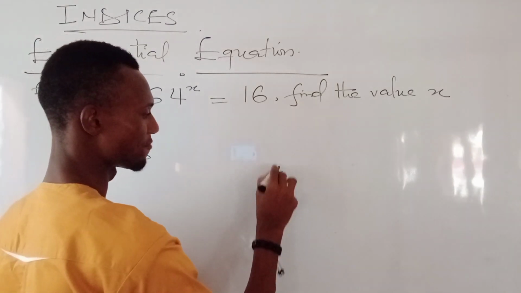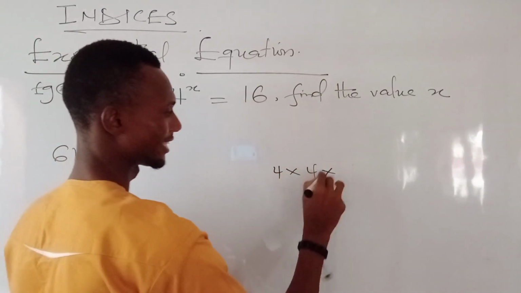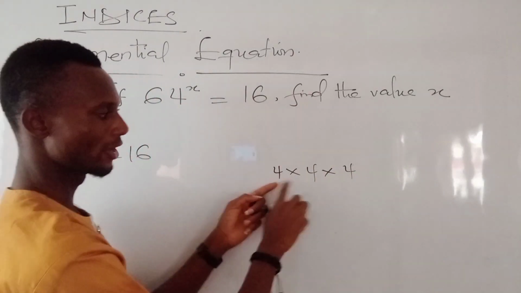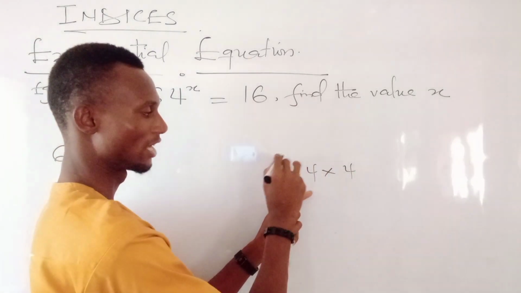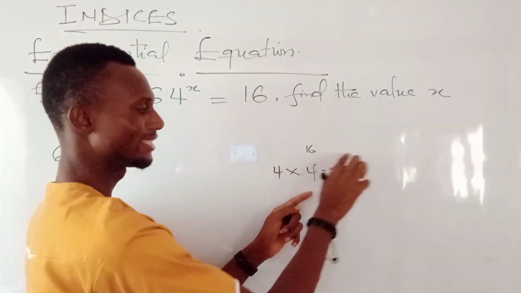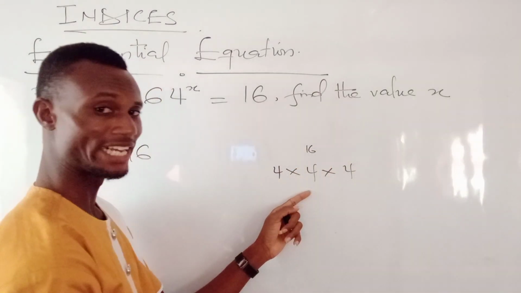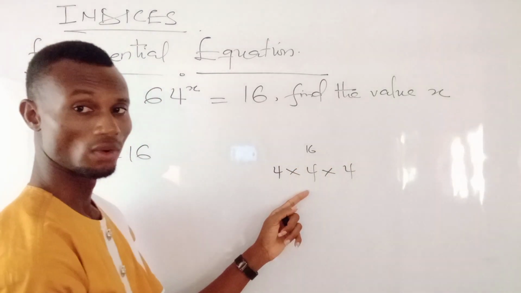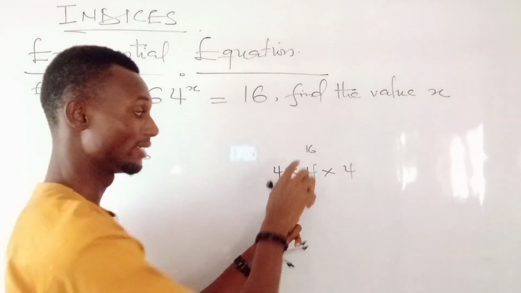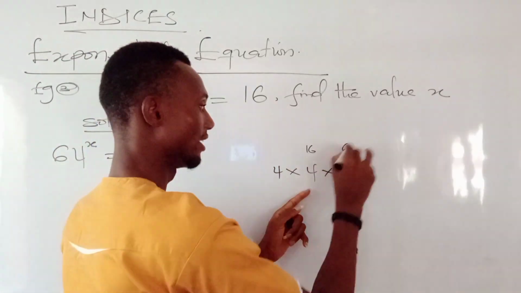Let's try it and see. So let me do my 4 times 4 times 4 and let's see. 4 times 4 is 16. And 16 times 4 gives 64. Okay, do your multiplication and see. 16 times 4 gives 64.